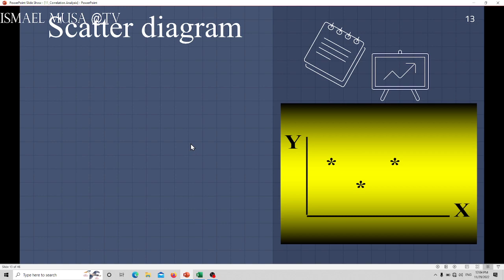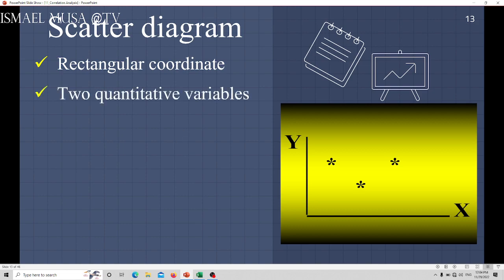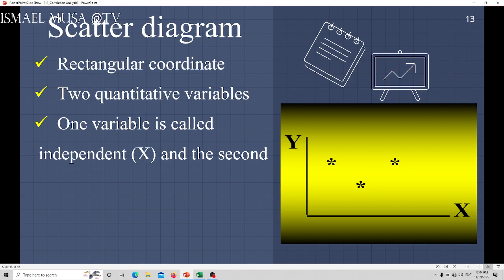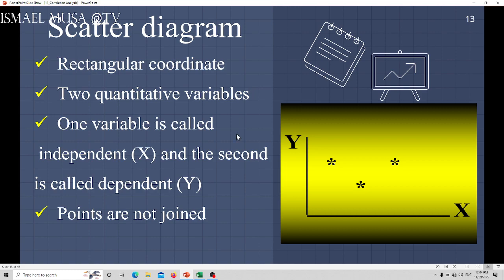Now, class, I want you to look into the scatter diagram. Scatter diagram is a graphical tool that can help us determine what type of relationship exists in our given set of data. Usually, a scatter diagram is in rectangular coordinates. You have the X and the Y axis. There must be quantitative variables. One variable is called the independent, usually the X. And the second variable is called the dependent, usually the Y. Now, take note, these are points. They are not joined. We don't connect dots. Right? And there is no frequency table for this purpose.